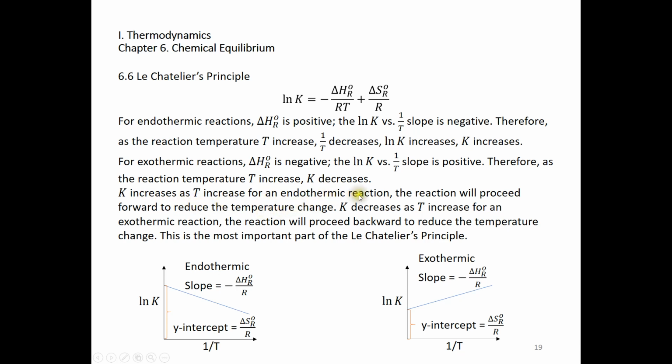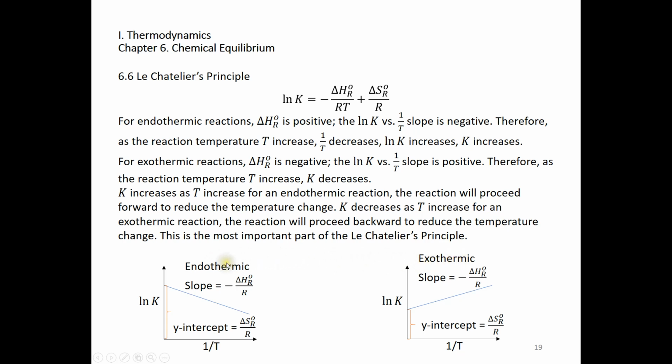For an endothermic reaction, the reaction will proceed forward to reduce the temperature change. K decreases as temperature increases. For an exothermic reaction, the reaction will proceed backward to reduce the temperature change. And again, this is just a part of Le Chatelier's principle, and also the most important part of the Le Chatelier principle. Now let's look at these two graphs, one for endothermic reactions, one for exothermic reactions.